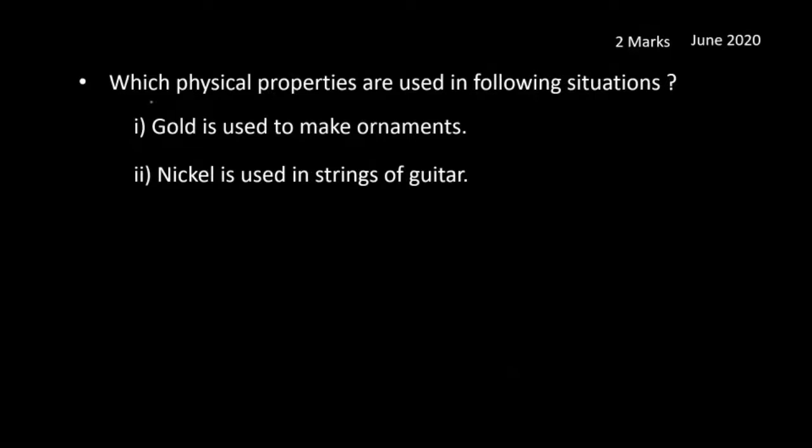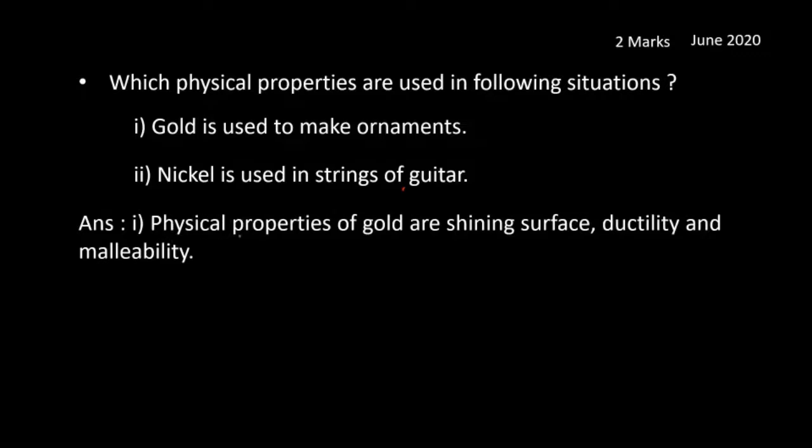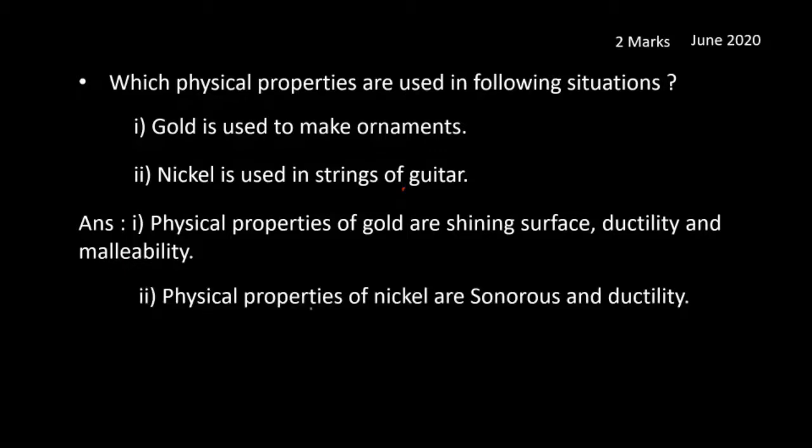Next question is, which physical properties are used in following situations? First one is, gold is used to make ornaments. Second situation is, nickel is used in strings of guitar. Answer is, physical properties of gold are shining surface, ductility and malleability. And physical properties of nickel are sonorous and ductility.